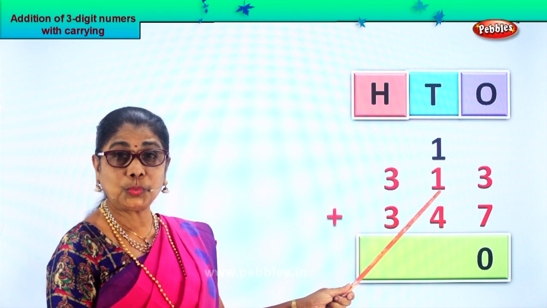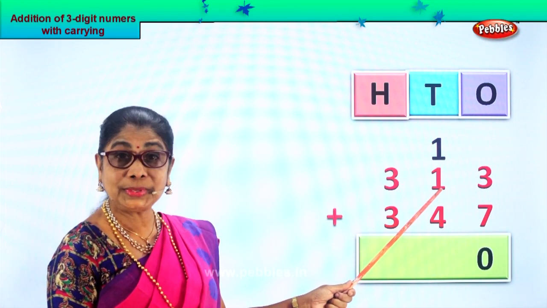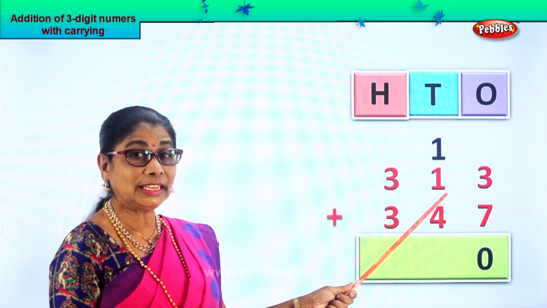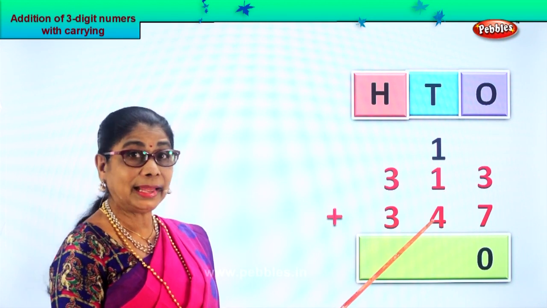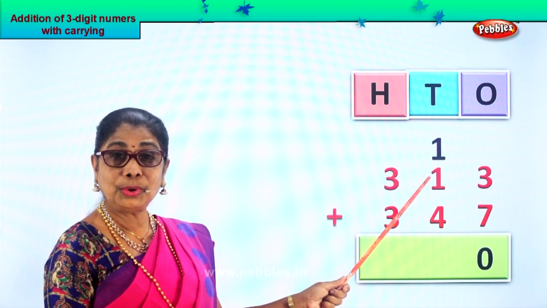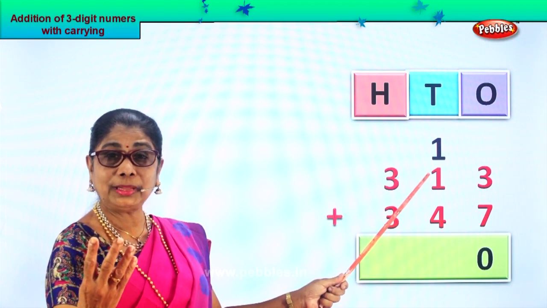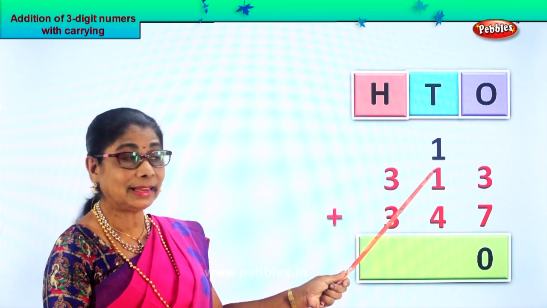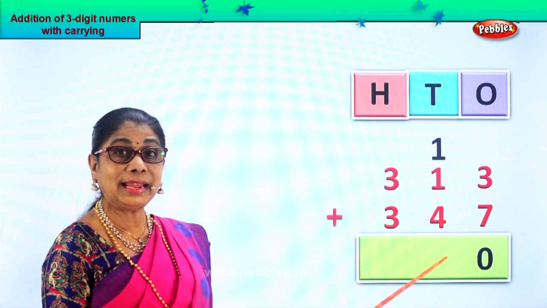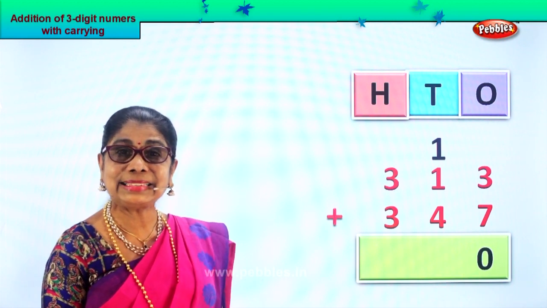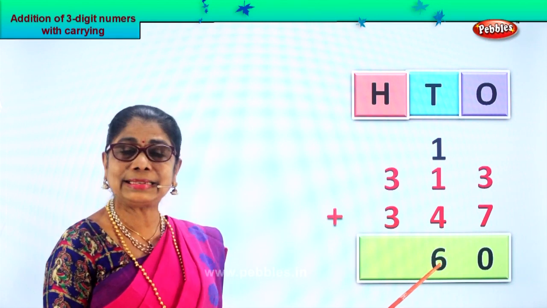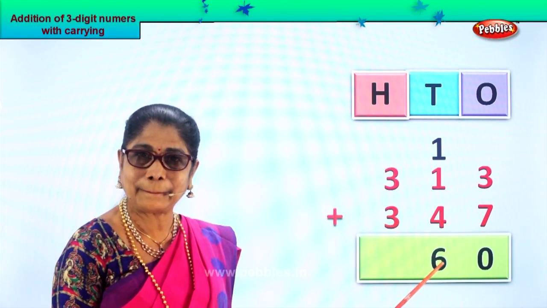Now we add all the numbers in the tens place. 1 plus 1, 2 tens. 1 ten plus 1 ten, 2 tens. 2 tens plus four tens. Take four fingers up, two in the mind. After two, three, four, five, six. Two tens plus four tens make six tens. And we put the six down here.